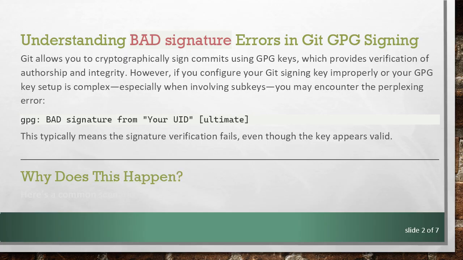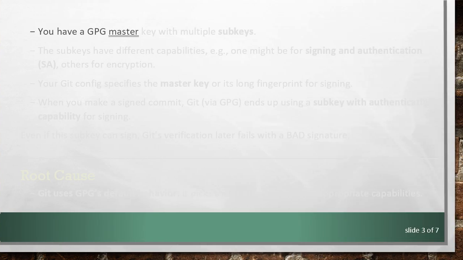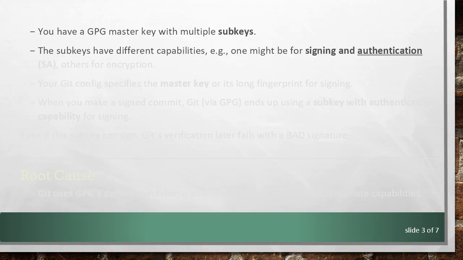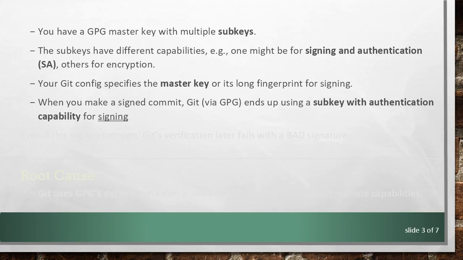Why does this happen? Here's a common scenario. You have a GPG master key with multiple subkeys. The subkeys have different capabilities. Example, one might be for signing and authentication, SA, others for encryption. Your Git config specifies the master key or its long fingerprint for signing. When you make a signed commit, Git, via GPG, ends up using a subkey with authentication capability for signing. Even if this subkey can sign, Git's verification later fails with a bad signature.